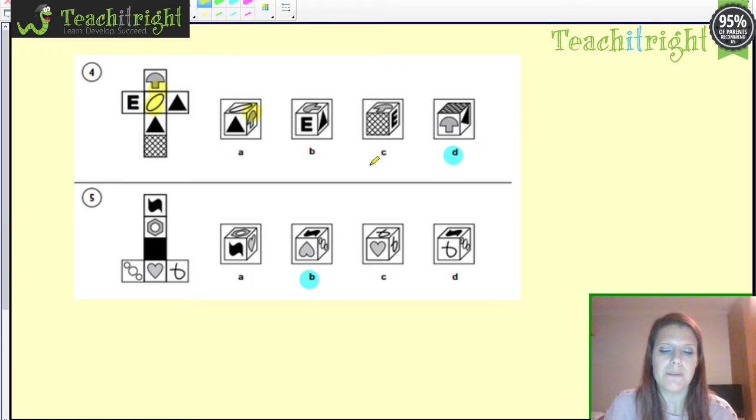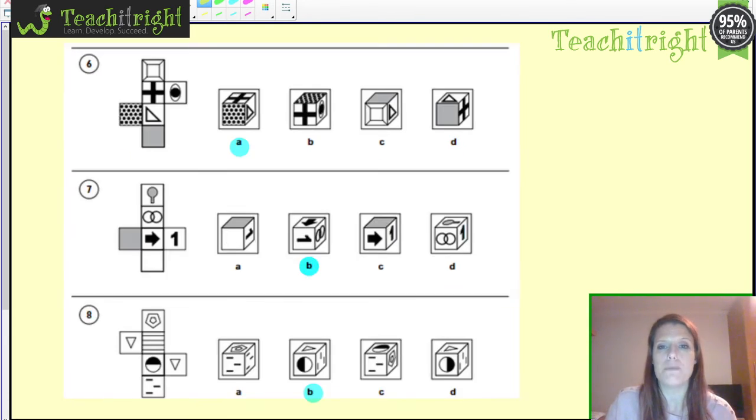Number 5 was B. Option A had faces next to each other that should be opposite. Option C had an alien face. And option D again had faces next to each other that should be opposite. With number 6, B had opposite faces next to each other. C did as well, as did D. So again, that's all about those opposite faces.